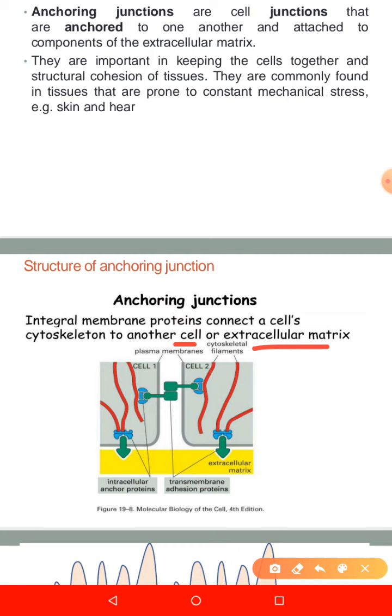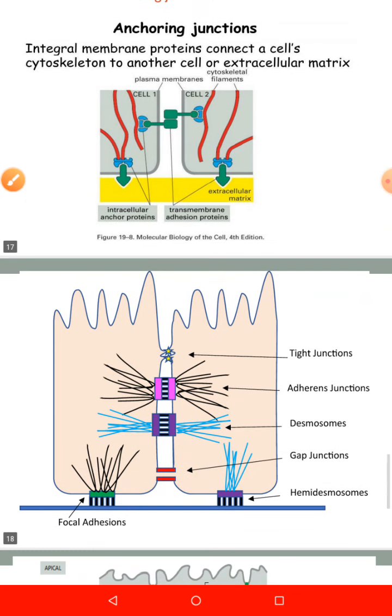We have adherens junctions, focal adhesions, desmosomes and hemidesmosomes. Okay, let me repeat. We have four types of anchoring junctions. We have the adherens junctions, also called zonula adherens. We have the focal adhesions, and then we have the desmosomes and the hemidesmosomes. Now let me quickly run through these properties.